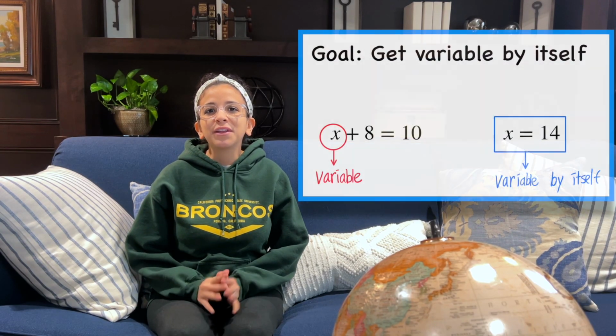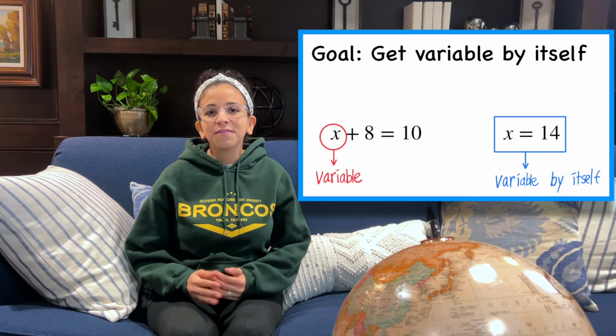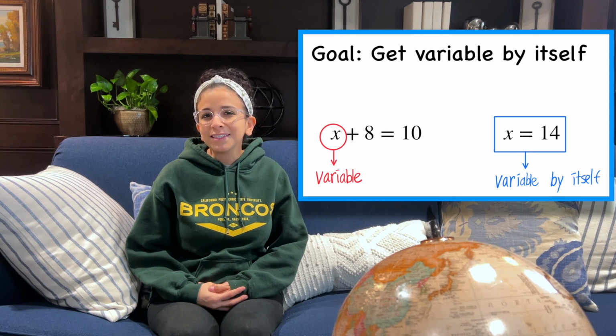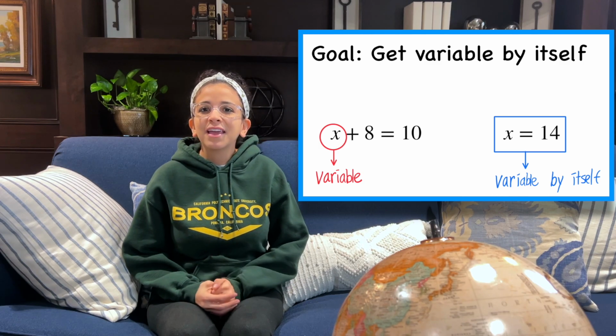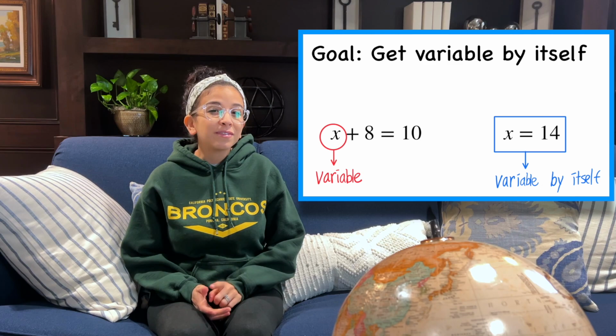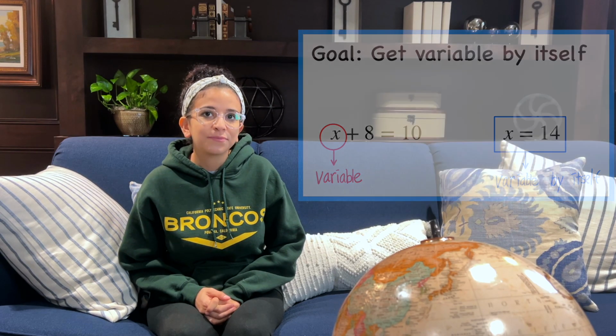The goal is to get the variable by itself. A variable is any letter of the alphabet. The one you most commonly see is probably the letter X. Get rid of all the numbers around the variable. Look at the side with the variable to decide what to do.